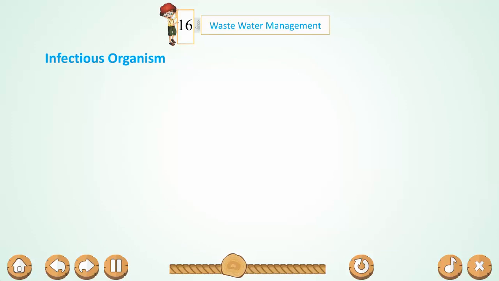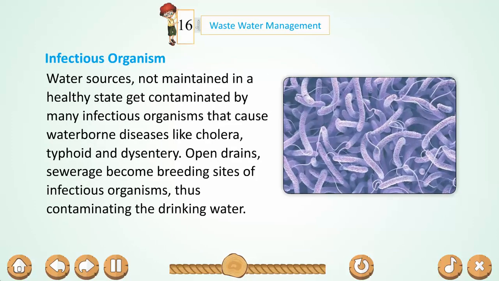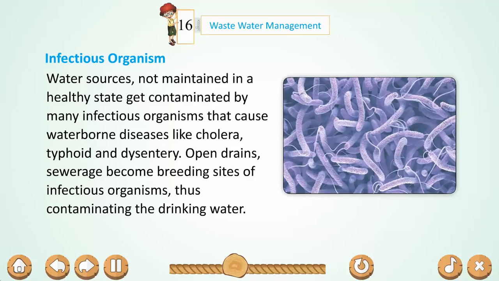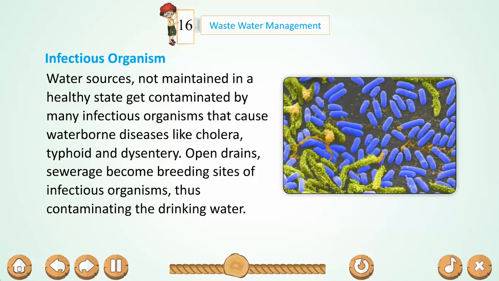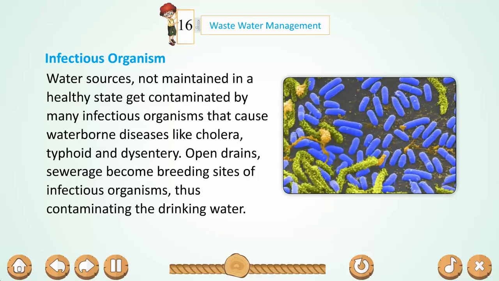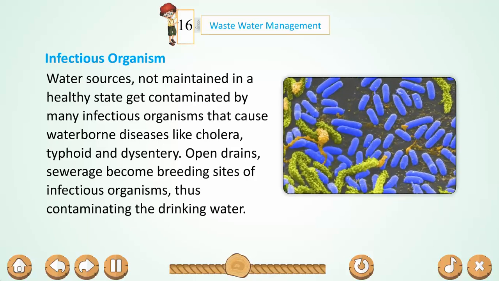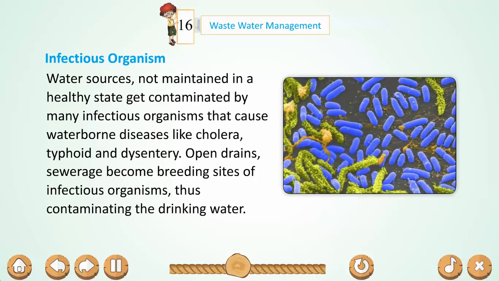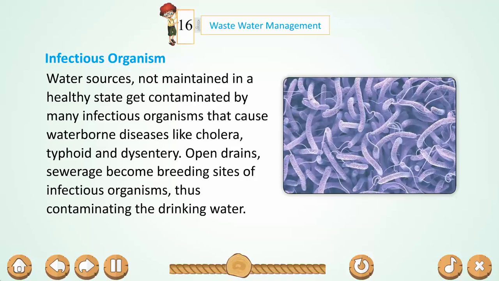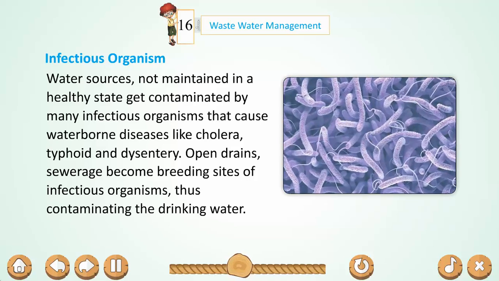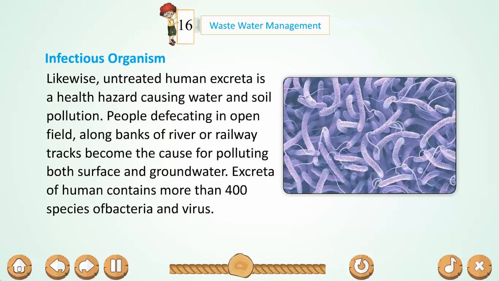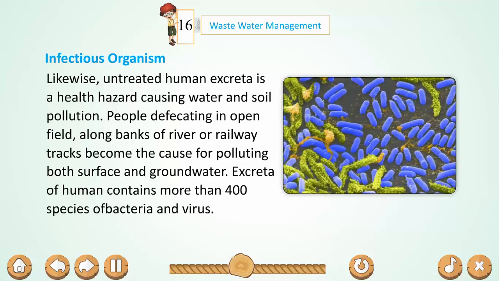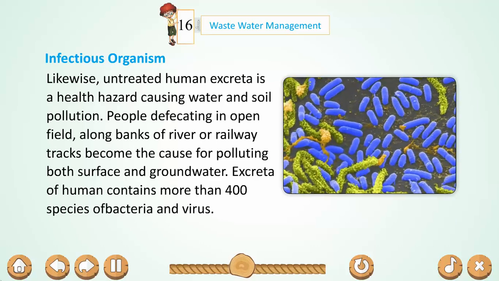Infectious organisms. Water sources not maintained in a healthy state get contaminated by many infectious organisms that cause waterborne diseases like cholera, typhoid, and dysentery. Open drains and sewage become breeding sites of infectious organisms, thus contaminating the drinking water. Likewise, untreated human excreta is a health hazard causing water and soil pollution.